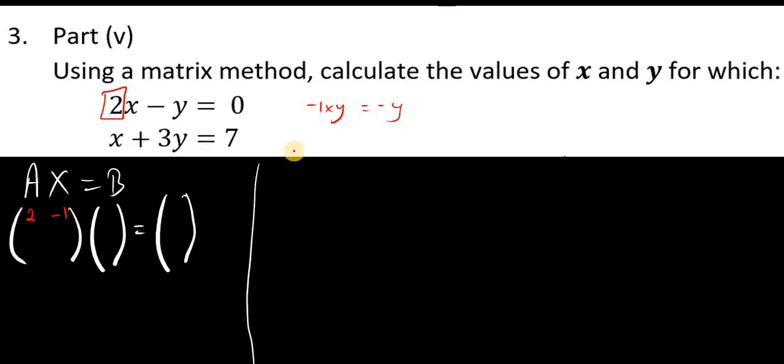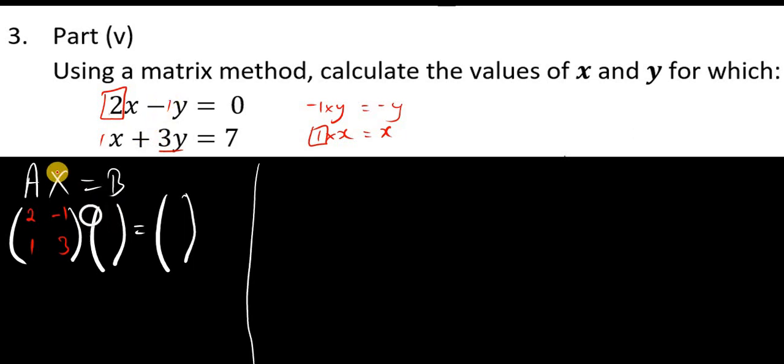Think about it a little bit so you can figure out what goes here. What times x gives us x? Well, 1 times x gives us x. So the multiplier of x is actually a 1, and that's the numerical coefficient. What is the multiplier of y in this case? That's going to be 3. So that's what goes here. If you look at this, it's 2, negative 1, 1, and 3.